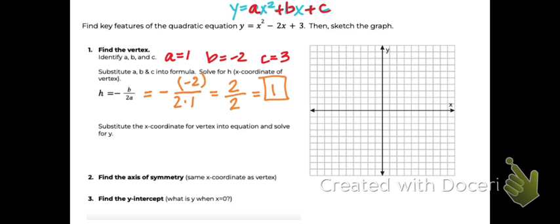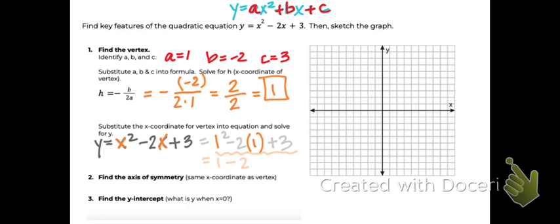Now we use that to identify the y-coordinate of our vertex. And you do that by substituting x equals 1 into our original equation. So everywhere there's an x, we're going to put 1. Once you substitute 1 into that equation for x, you just simplify and see what that equals. You can actually put this whole thing into your calculator, or you can simplify using order of operations, like 1 squared is the same as 1, minus 2 times 1, plus 3. And 1 minus 2 plus 3 is 2. So what we found out now is our vertex has an x-coordinate of 1 and a y-coordinate of 2.